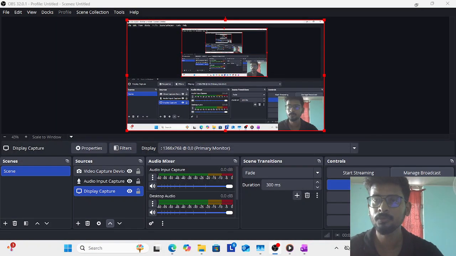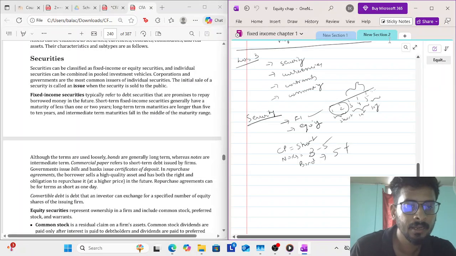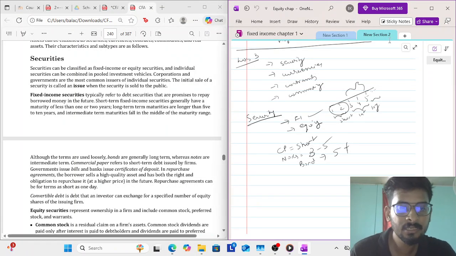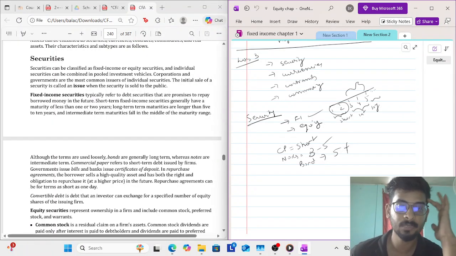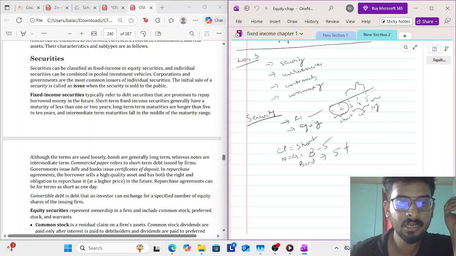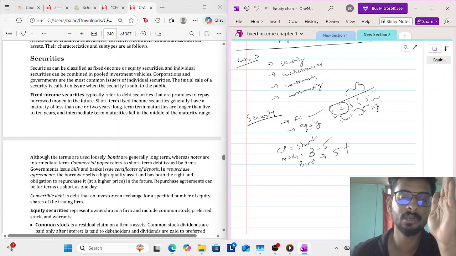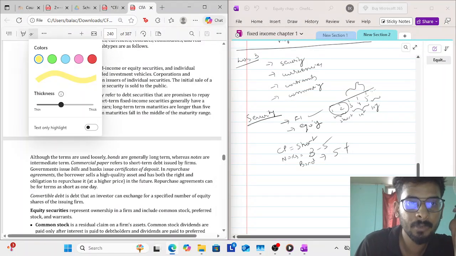Okay, so we were talking about government issuing bills. Let's go line by line again. Although the terms are used loosely, bonds are generally long term. We were told it's about 10 years, whereas notes are intermediary terms, so the 3 to 5 year intermediary terms are notes. Commercial paper refers to short term, meaning 1 to 2 years. Okay, so we have a look at that part.